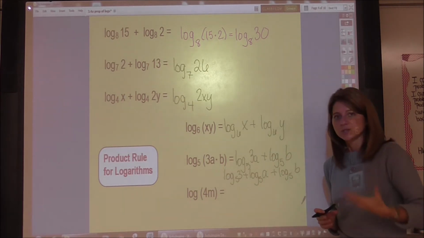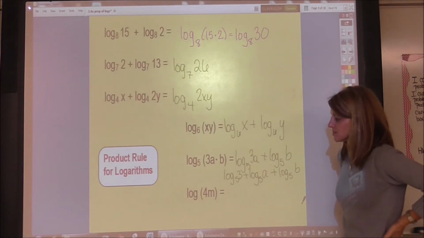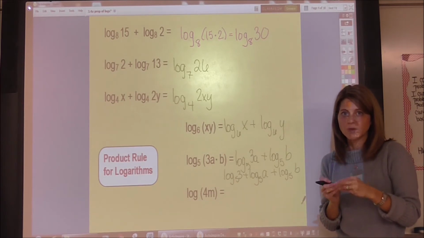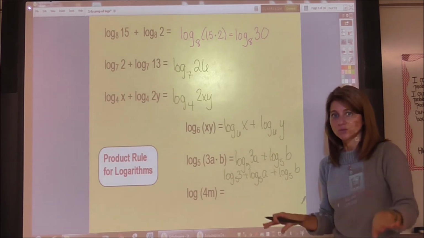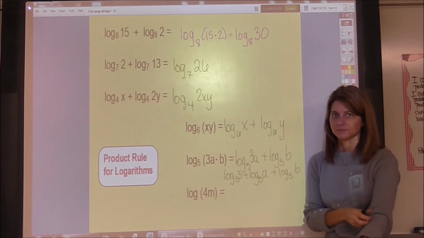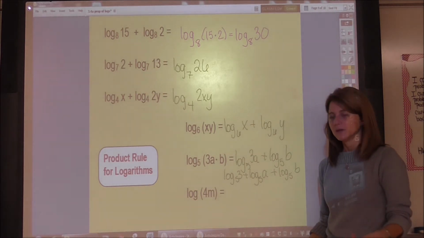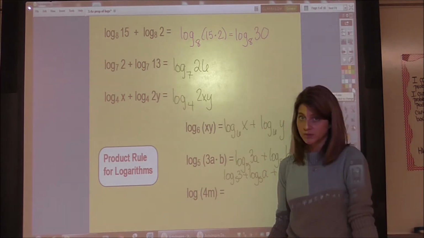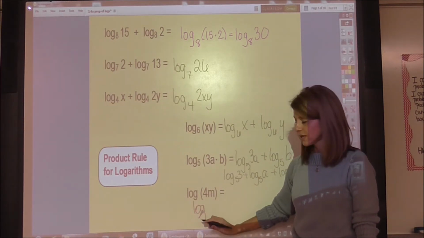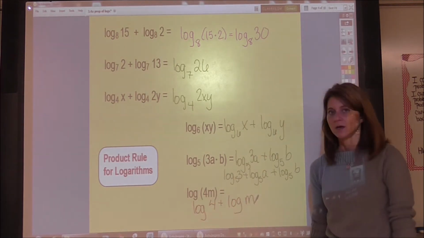Okay, so why don't you take just a second, see what you can do with this last one. It's not that bad. It just says log of 4m. So you have two things multiplied, a 4 and an m. Go expand it out into two separates. Log of 4m. Got it? Did you notice that there was no base number? You know that that base number is 10. So if you want to put the 10 in, you can, or you can leave it out. So I have log base 10 of 4 plus log base 10 of m.